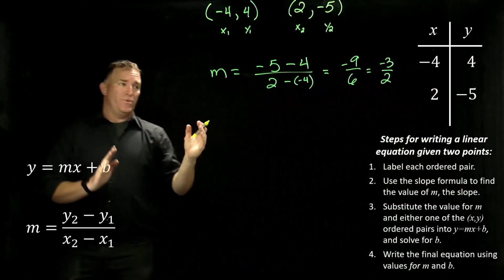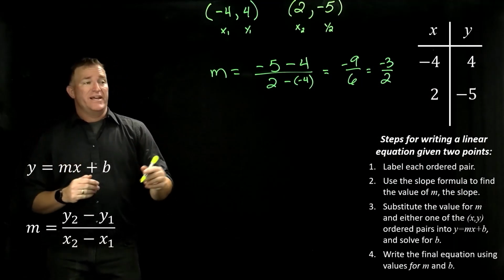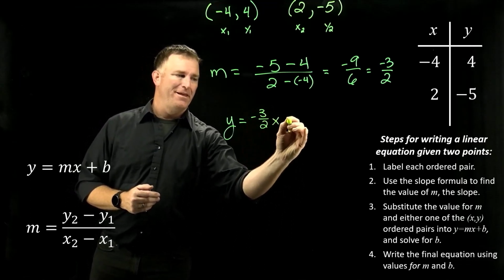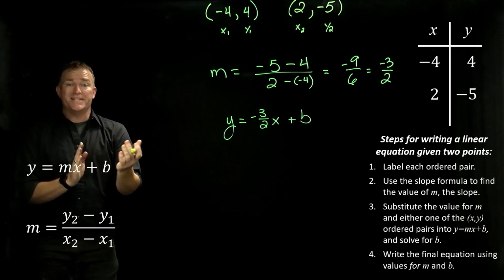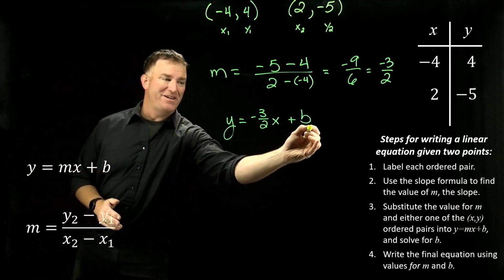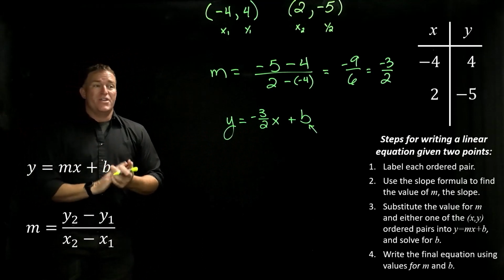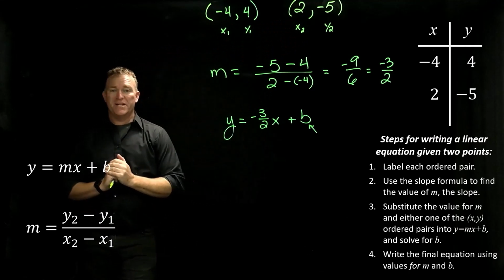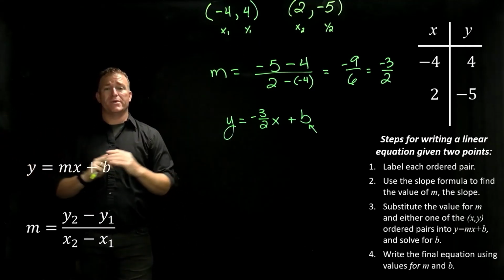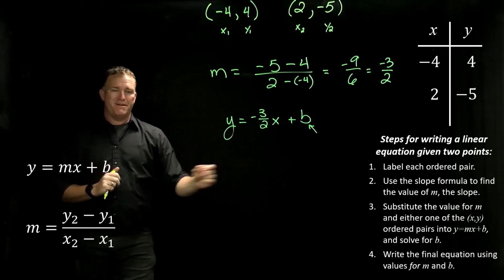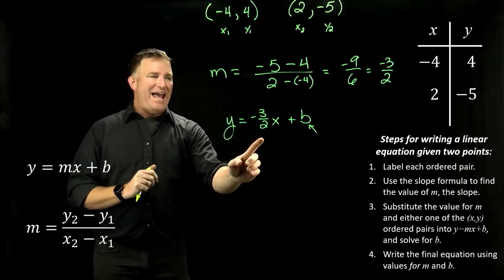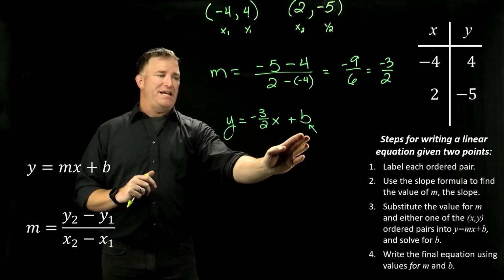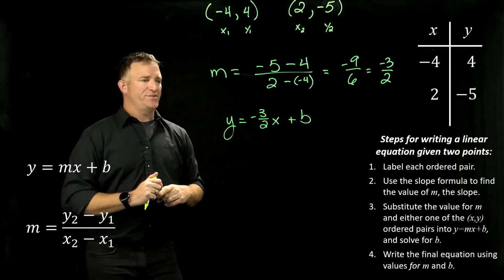So we're halfway there now, because what we could do is rewrite the slope-intercept form and plug in our value for slope. But we still need to know one piece of information here. We still need to know, what is this value b? The way we're going to find that is to go back up to our original points and just pick one. It doesn't matter which one. You can pick either one. Step number 3 says substitute the value for m and either one of our xy pairs into y equals mx plus b. b is what we don't know, so we're going to solve for b.